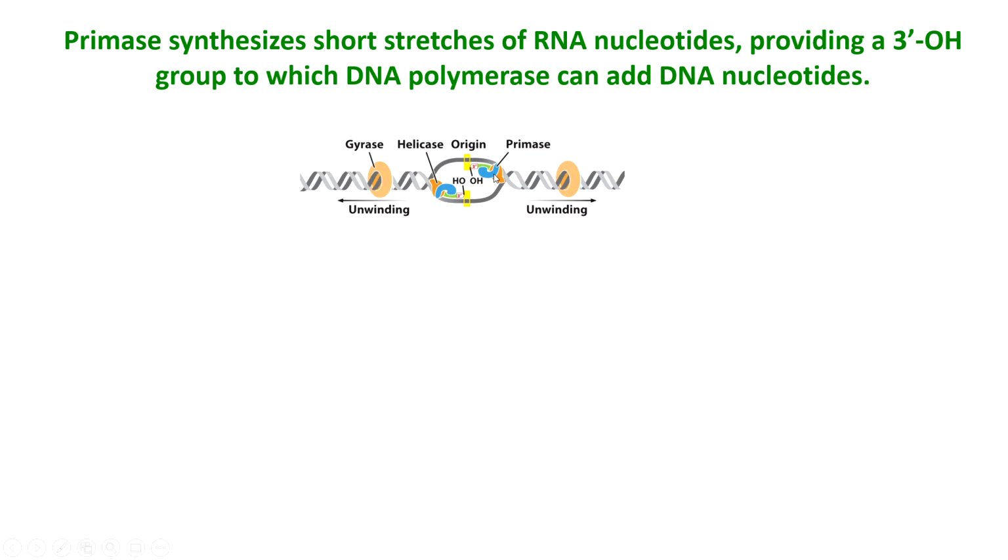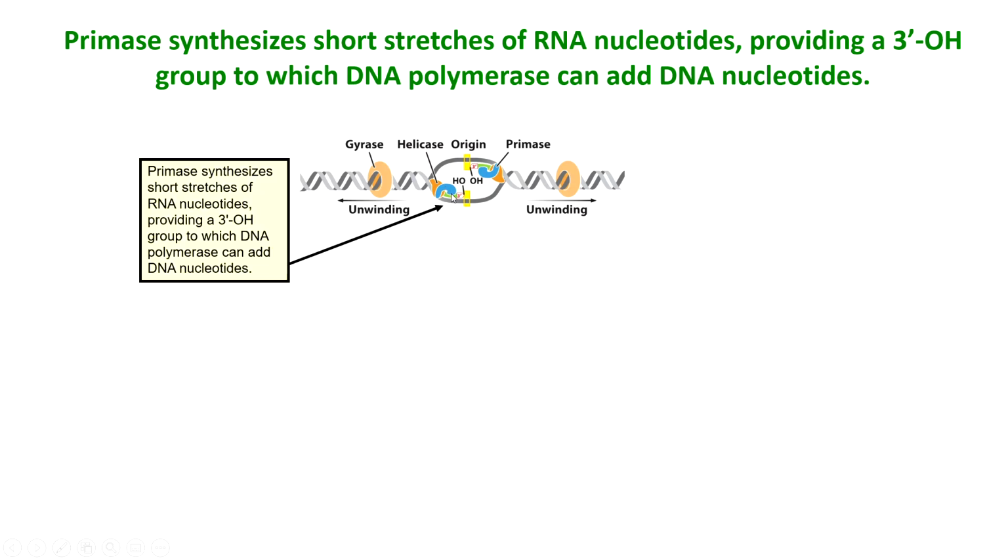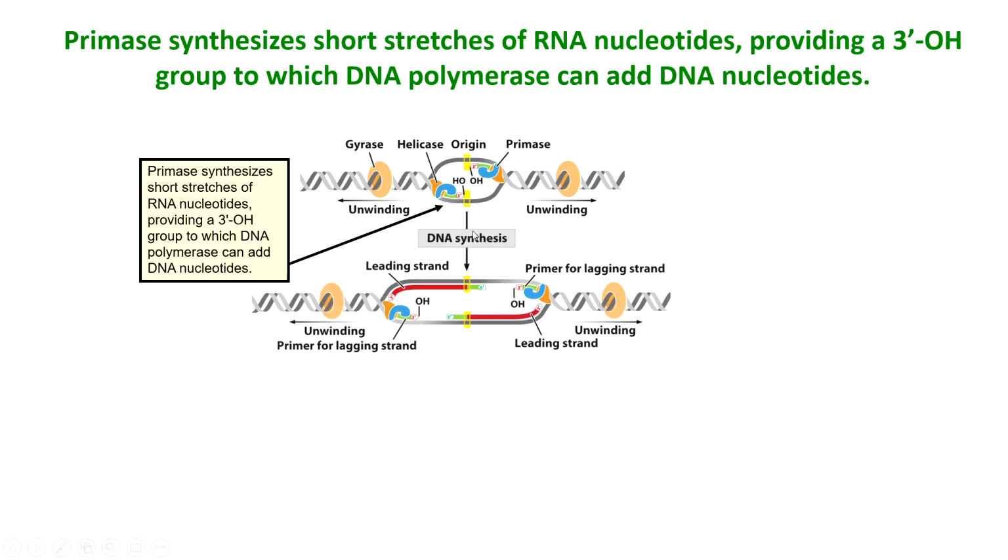So here's this primase, here's this in action. So here we have gyrase. This is relieving some of that stress caused by the unwinding. Here's helicase on the lagging strand, making sure that hydrogen bonds are broken and this replication bubble is open. Then we have our primase, and that's creating a new piece of RNA. So primase synthesizes short stretches of RNA nucleotides, providing an OH group on a 3' carbon so that DNA polymerase can then bind and add new nucleotides.